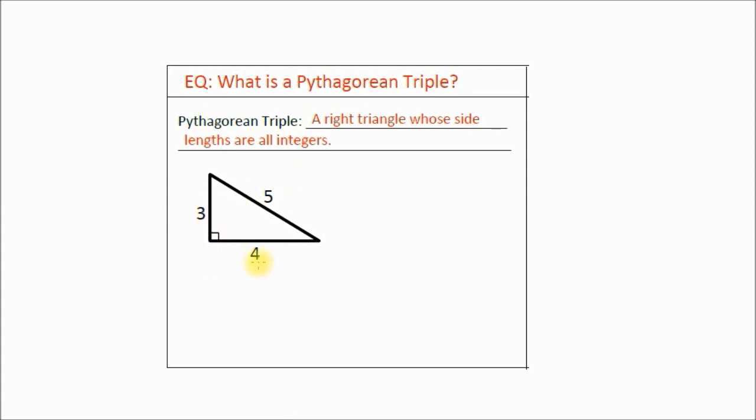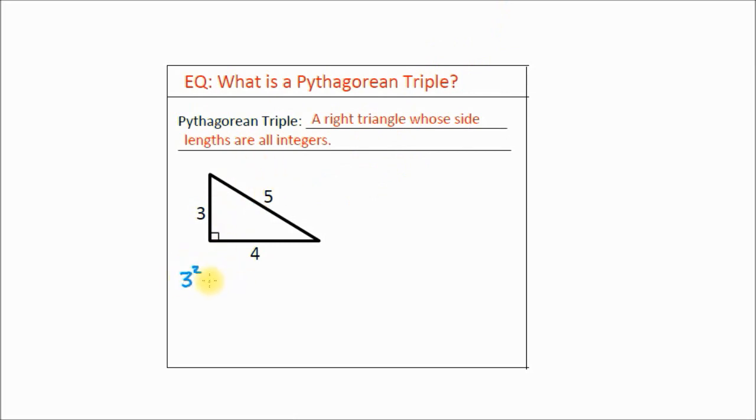Sometimes I would give you the 3 and the 4, the legs, and have you find the hypotenuse. Sometimes I'd give you a leg and the hypotenuse and have you find the other leg. But Pythagorean triple just means that it's a right triangle and we know that all of the sides are whole numbers. So let's check this out real quick.